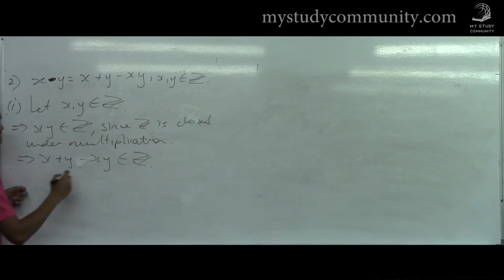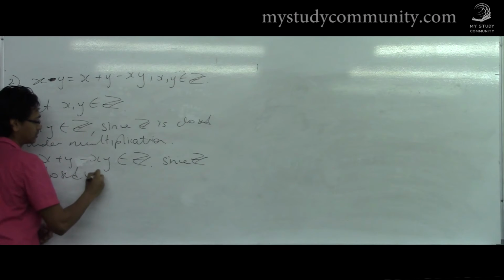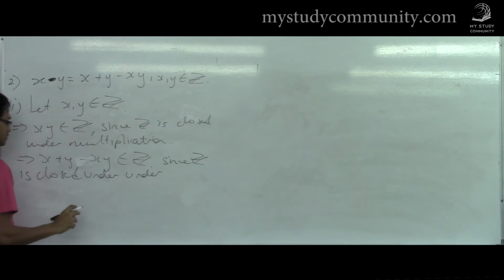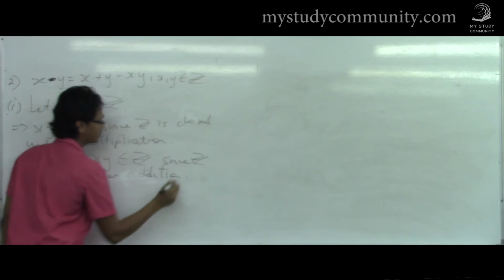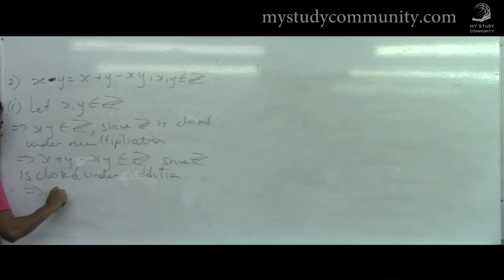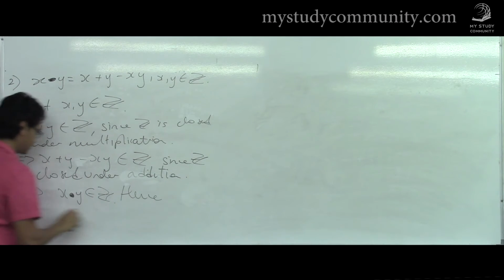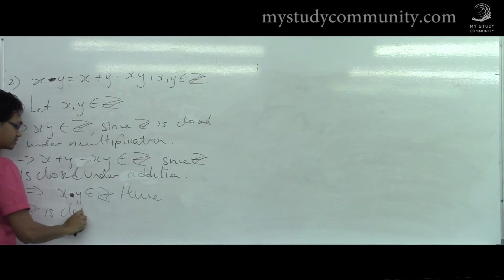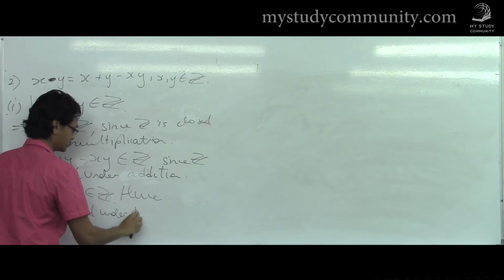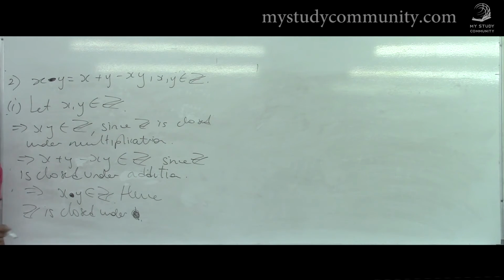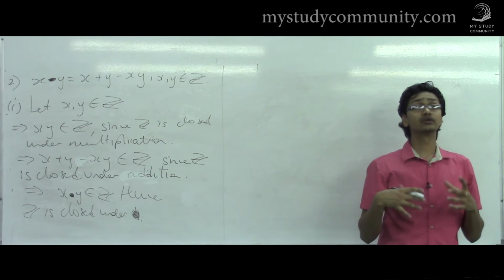Since Z is closed under addition, which implies that X circle Y is in Z, hence Z is closed under circle. Anybody else any questions? So now we go to commutativity.